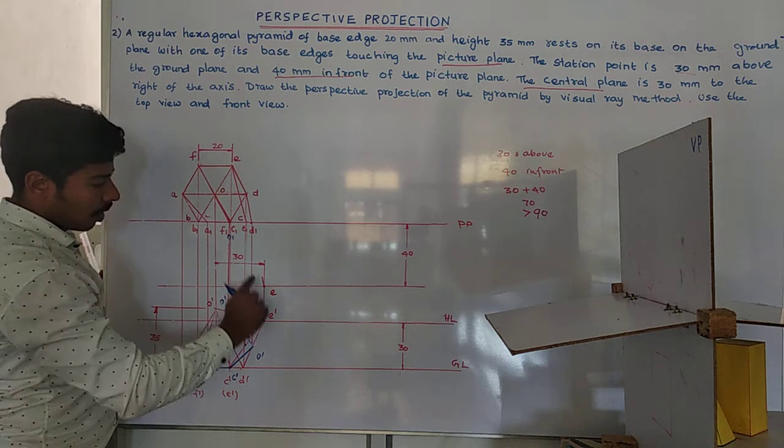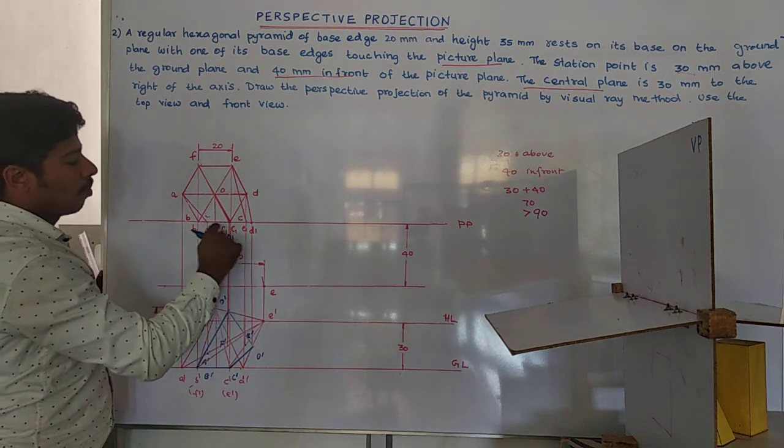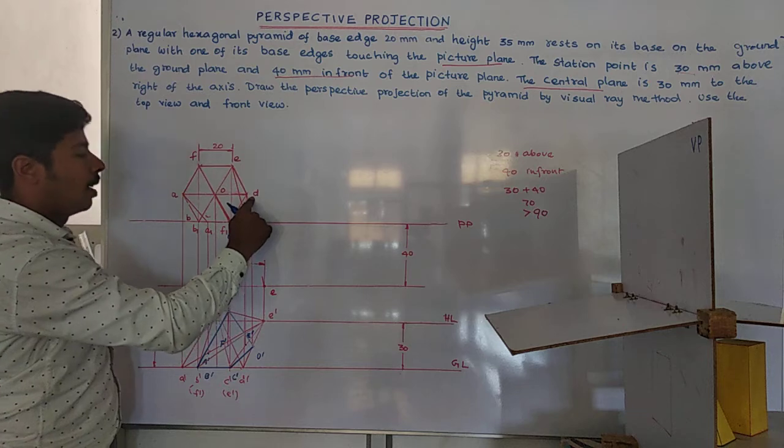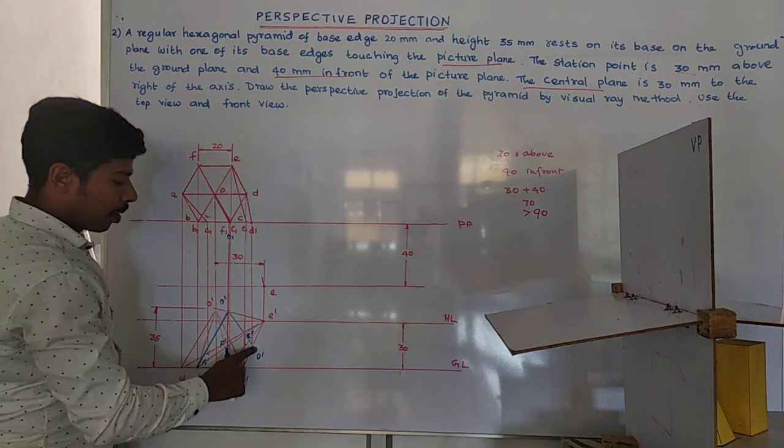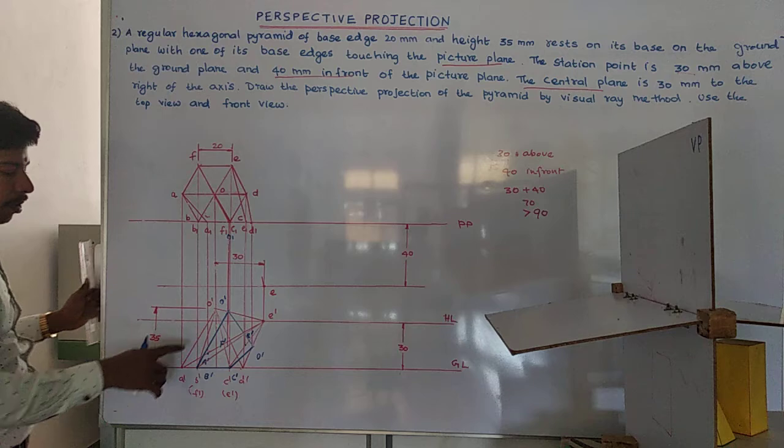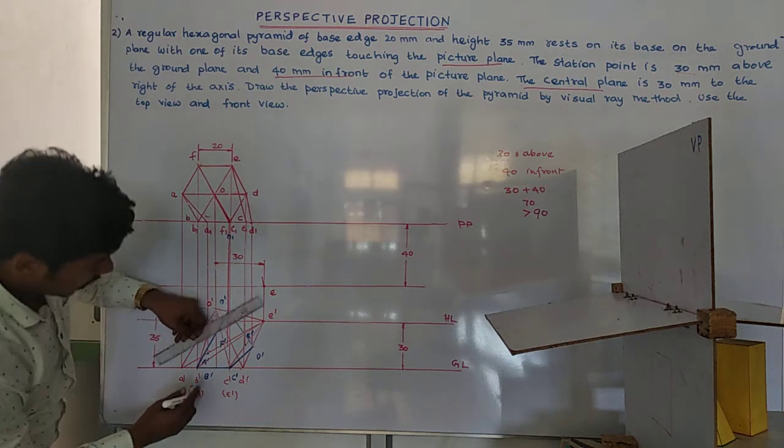So the BC and CD are confirmed visible. So on the other end of the board, the left and right most ones, in our case are all hidden edges.